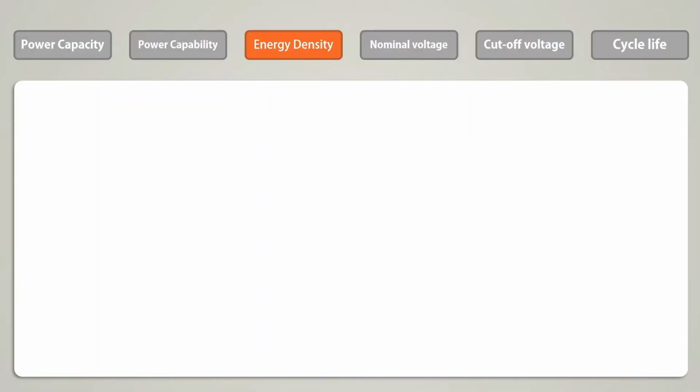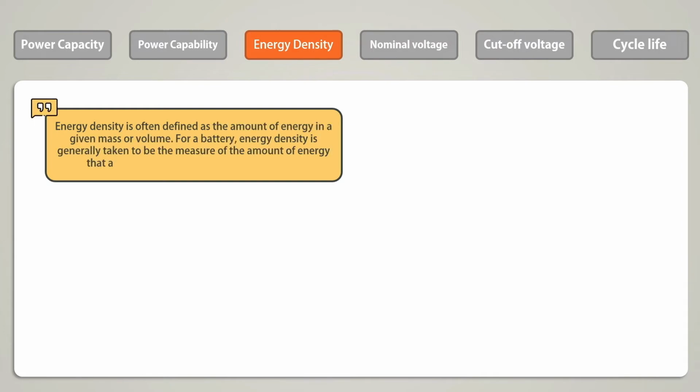Energy density. Energy density is often defined as the amount of energy in a given mass or volume. For a battery, energy density is generally taken to be the measure of the amount of energy that a battery contains in relation to its weight. This measurement is typically presented in watt-hours per kilogram.